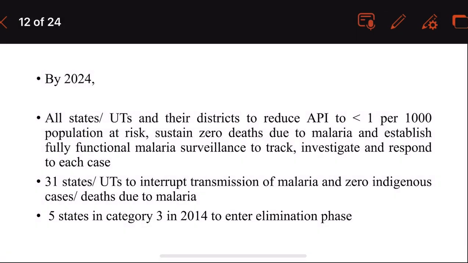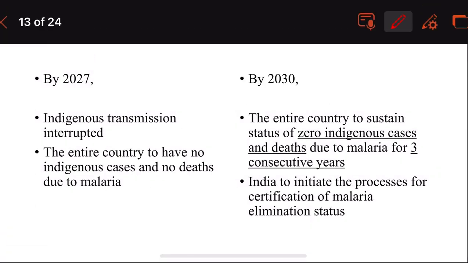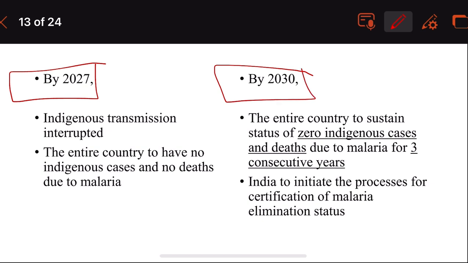Fine. Moving on to 2027 and 2030. This is very simple. 2027 and 2030.